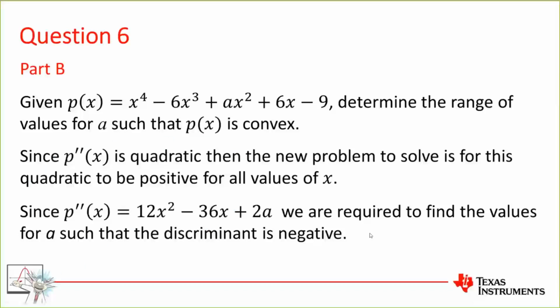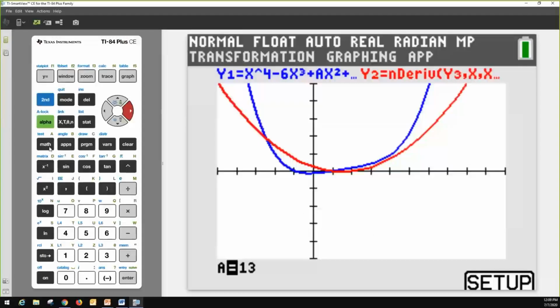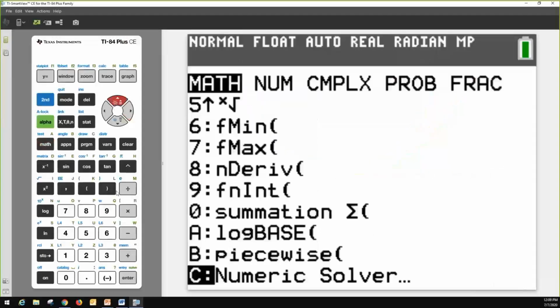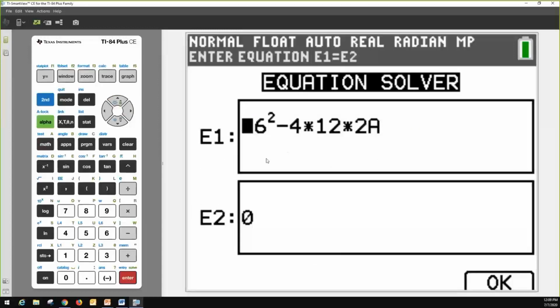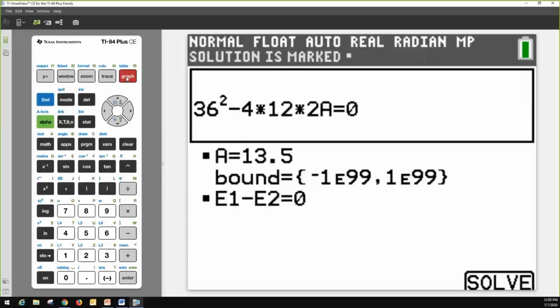Or I could just go back to the calculator and use the maths solver option, the numerical solver. And look at that, I've typed it in before. So b squared minus 4 times 12 times 2a, that's my discriminant. And I'm trying to solve that at the limiting case when it equals 0. If I press enter and solve, it comes up with the solution, 13.5. So what it's saying is that if a equals 13.5, that entire original function will be convex.